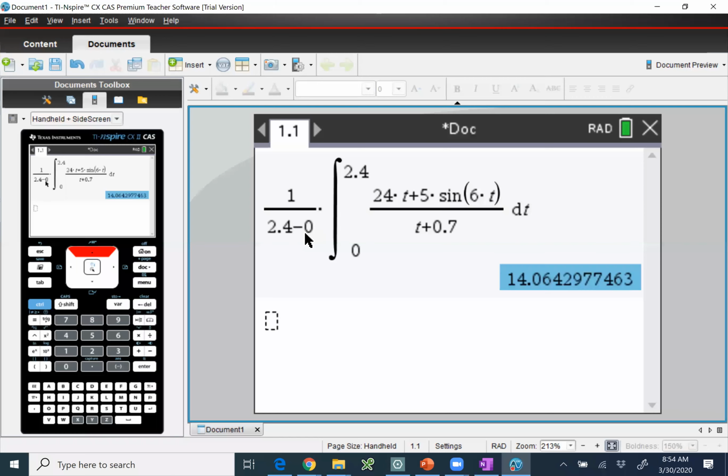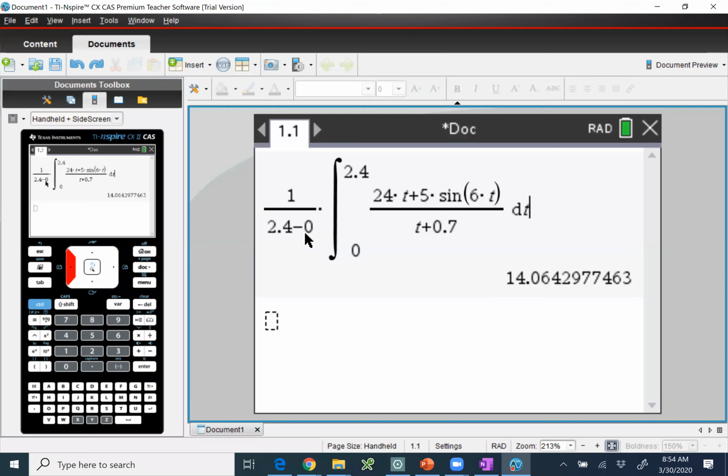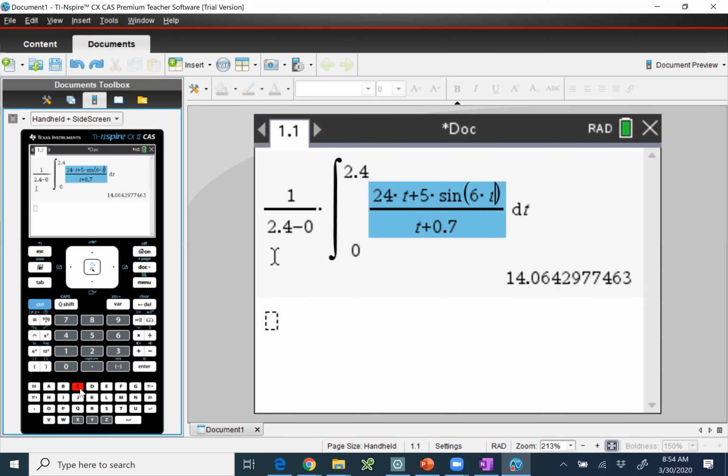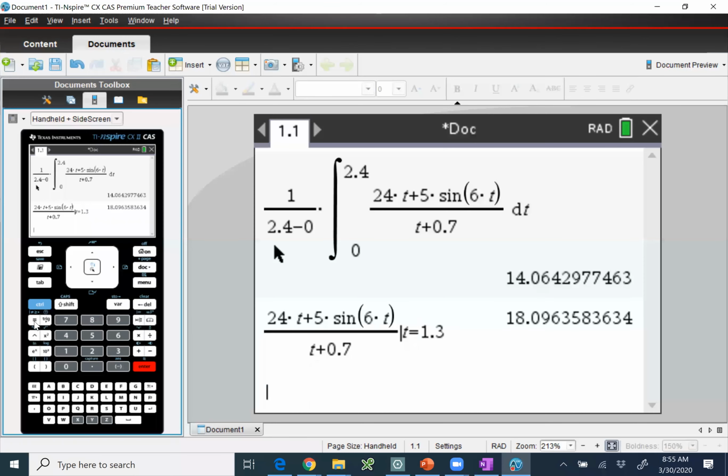Since we already typed this in, we can come up here, hold down Shift on your calculator, and then right click it. There's no right click for you guys. Control C, and then come down here and Control V. And then this is that equation. We're going to do Control Enter at time equals 1.3, and we get 18.0963.